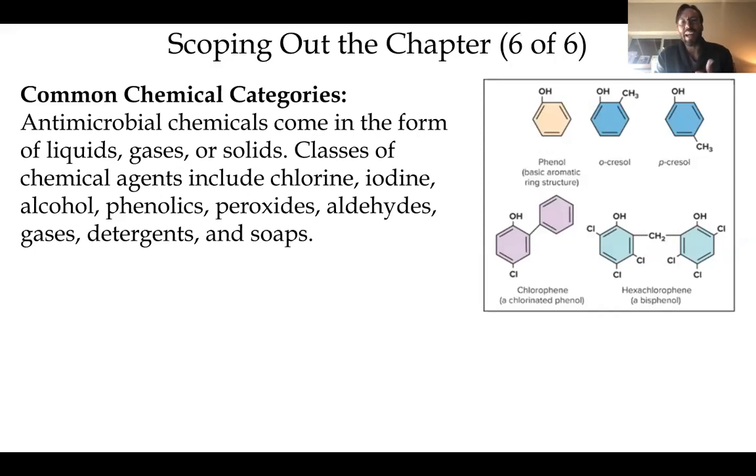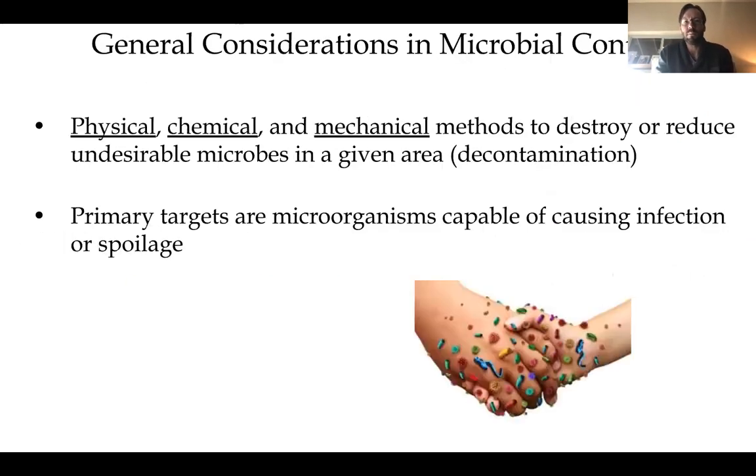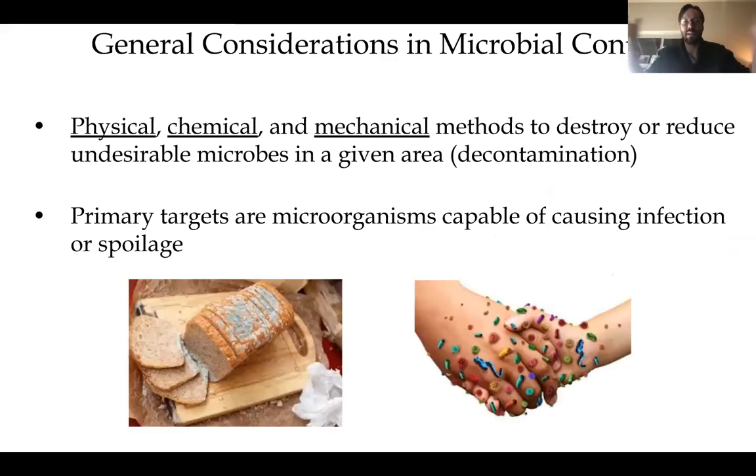We'll go into the different categories of chemical controls. So this can be halogens, alcohols, peroxides, aldehydes. If you're taking organic chemistry or you've taken it before, you'll be familiar with a lot of these different classes. And that's it, right?